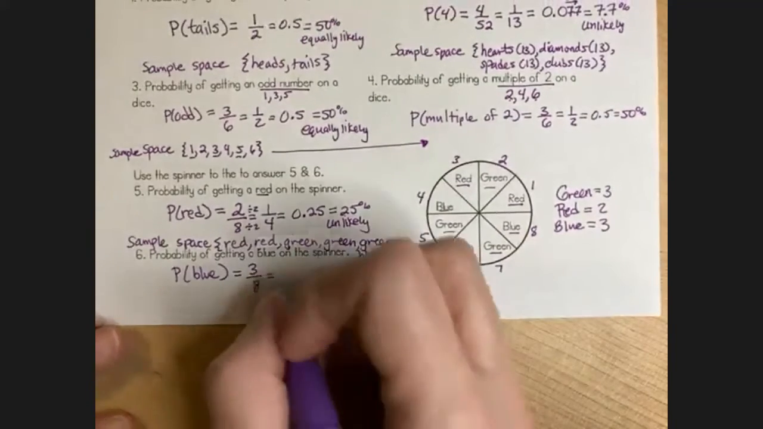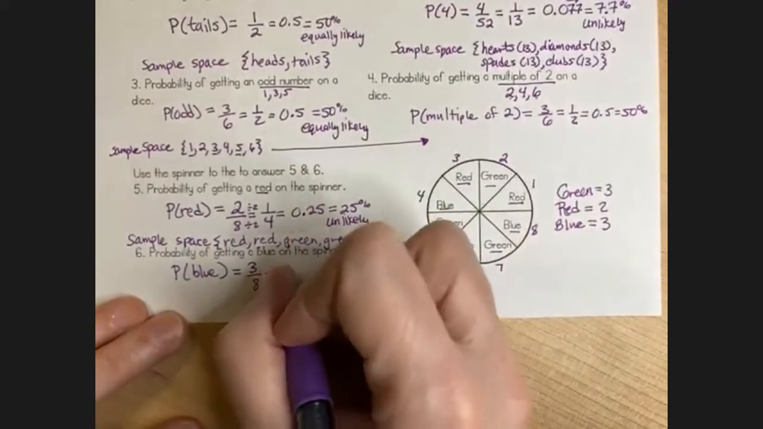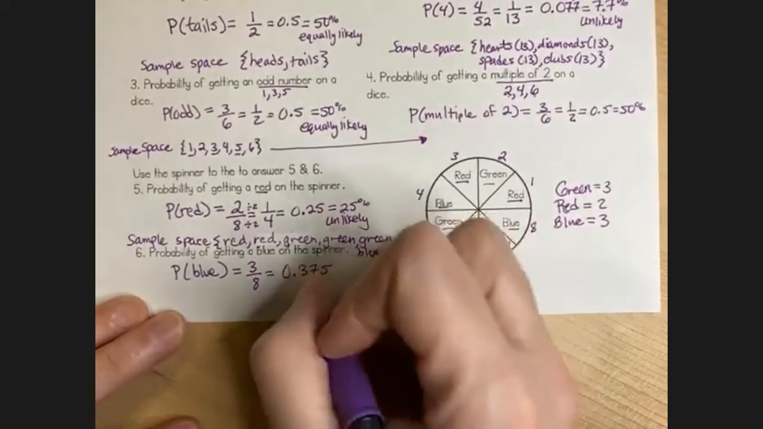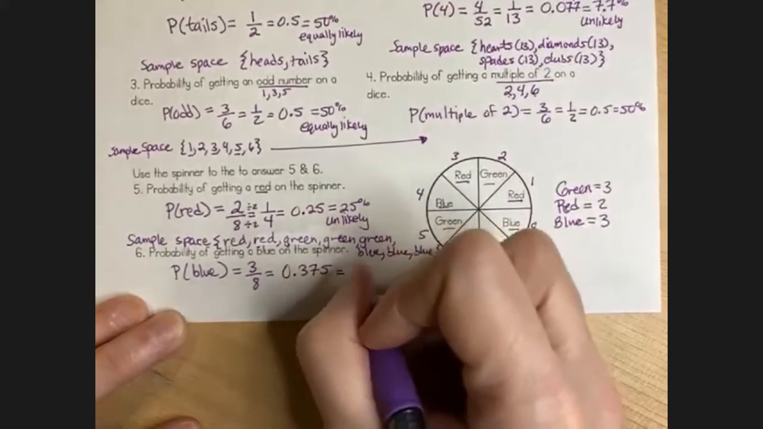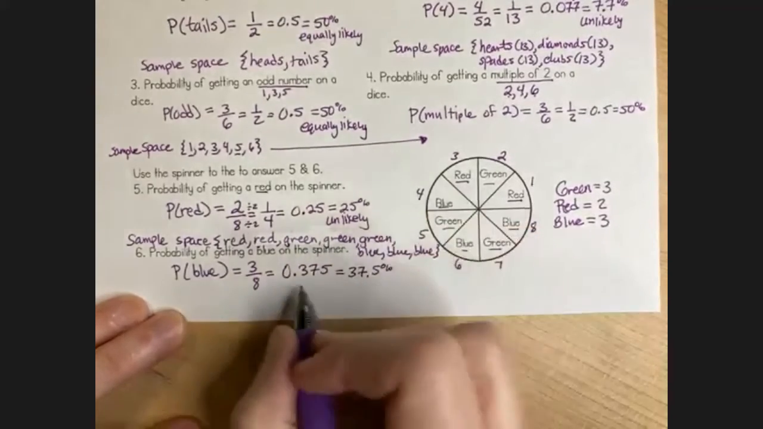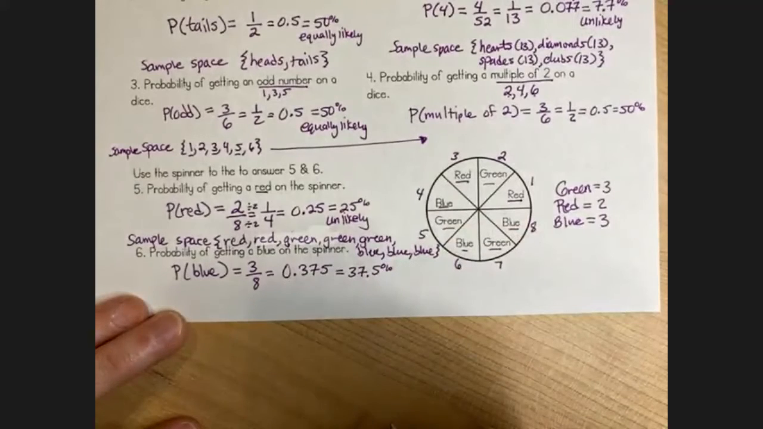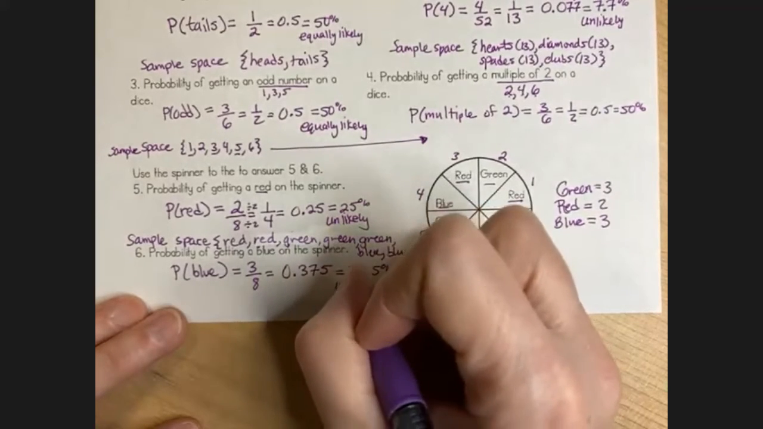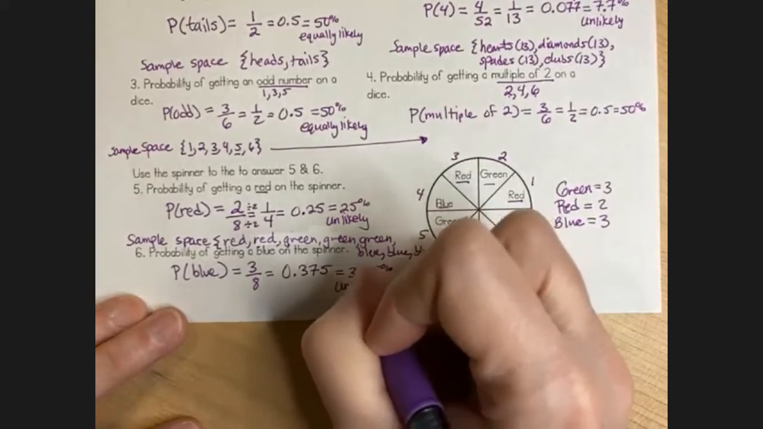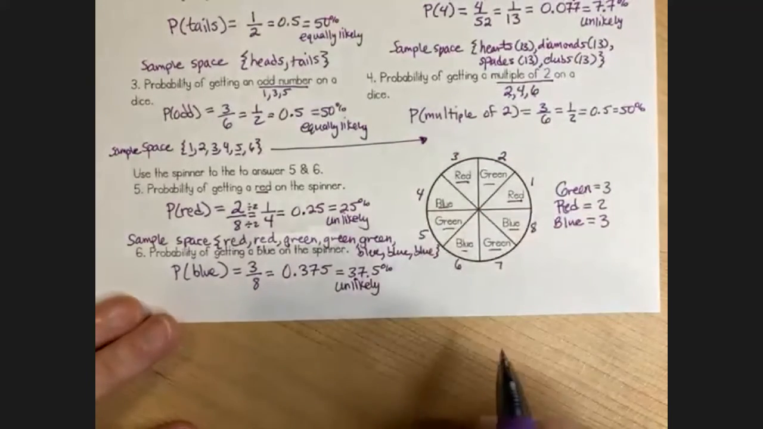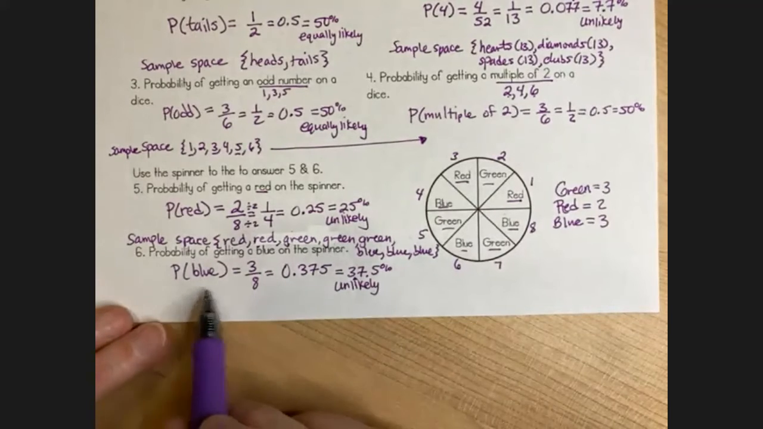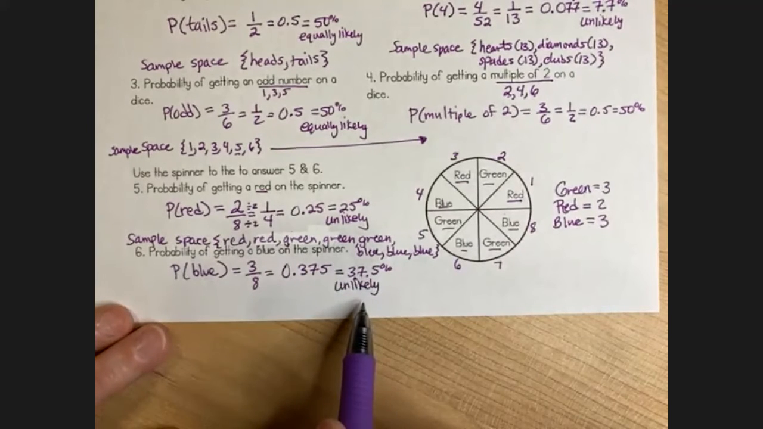So I have a 3 in 8 chance. If you take 3 and divide it by 8, you actually get 0.375. This is a fraction you needed to have memorized earlier in the year, or 37.5% because you move your decimal 2 places to the right. And again, this is unlikely. So the unlikelihood of it happening. Probability of getting a green is going to be the same percentage and still unlikely.